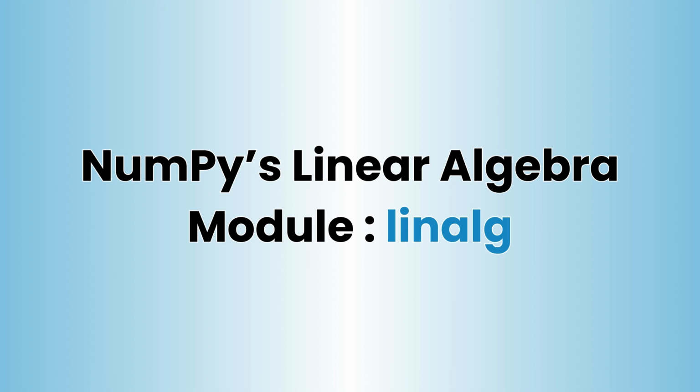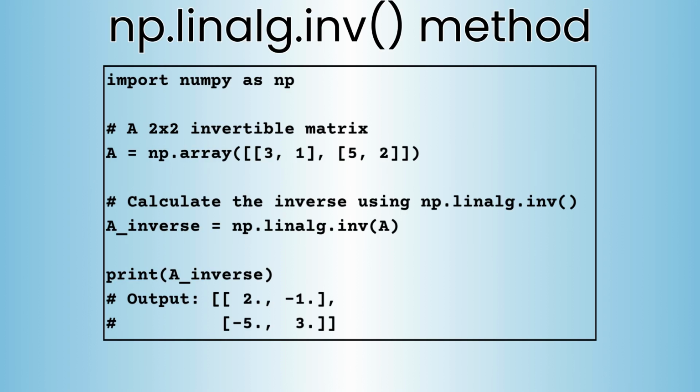NumPy has its own linear algebra module. Let's take a look at the simple Python code by using the same matrix we just calculated. We define our matrix and call the inverse method from NumPy's linear algebra module. That's it. It gives us the inverse of a matrix.